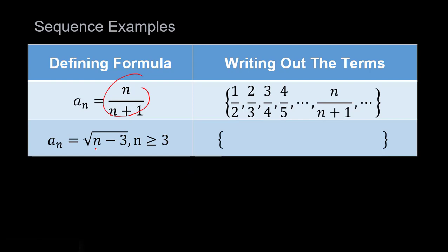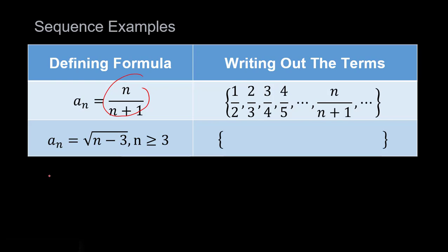A sub n equals the square root of the quantity n minus 3, where n is greater than or equal to 3. So notice that n doesn't always have to start at 1, like we did in this case. Typically it starts at 1 unless you say otherwise. In this case we're saying n is greater than or equal to 3. You'll notice that if we started at anything less than 3, we're going to get the square root of a negative number, which we can't do unless we introduce imaginary numbers, which we're not going to do here.